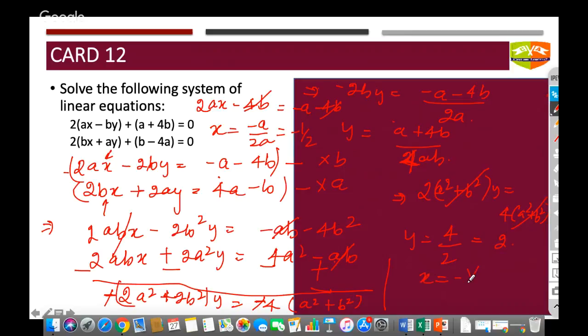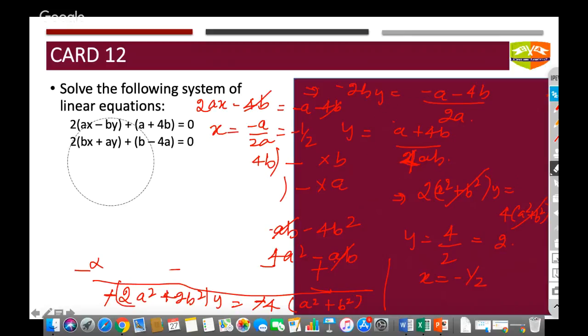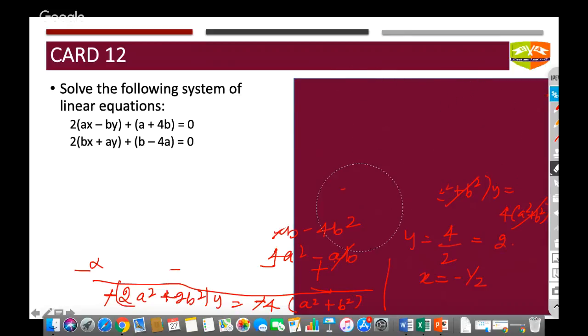So x comes out to be minus 1 by 2. In this kind of question, where substituting the values of x and y is a bit tedious, what we need to do is use the substitution method.